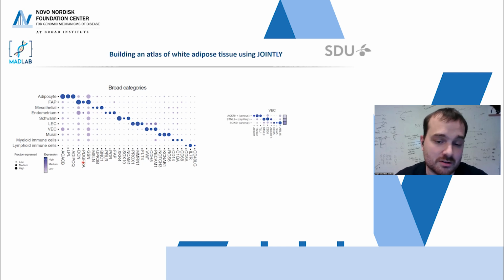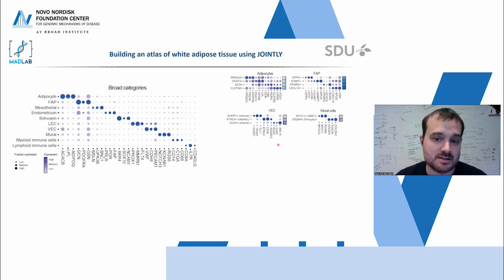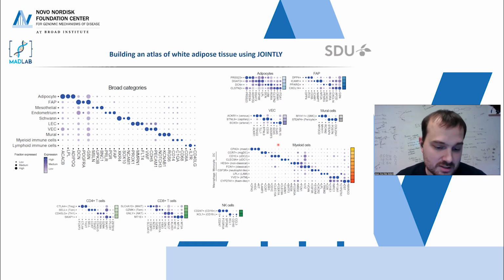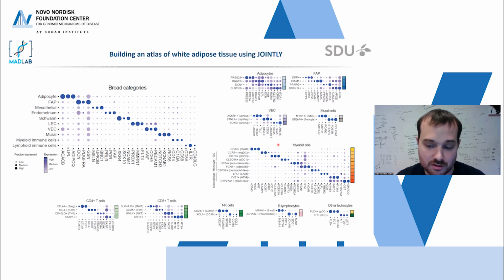For example, if we zoom in here on the vascular endothelial cells, we can separate the vascular endothelial cells into venous, capillary, and arterial vascular endothelial cells, and they have really clear and distinct markers that are consistent with data in the field. The same is true if we look at the mural cells. We can separate those into smooth muscle cells and pericytes. We can separate the adipocytes and FAPs into subtypes. We can look at the myeloid cells. They all have very, very clear and distinct markers. And the same is true for T cells, subtypes of T cells, NK cells, B lymphocytes, and other leukocytes. So we have a really, I think, high quality atlas of human adipose tissue here.